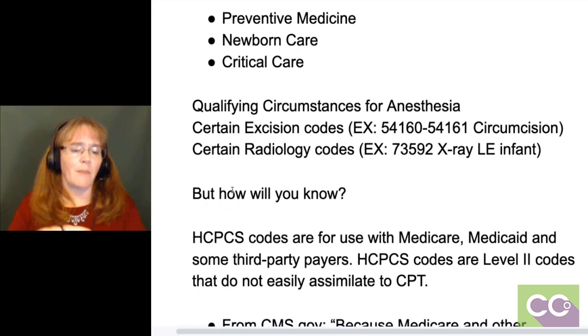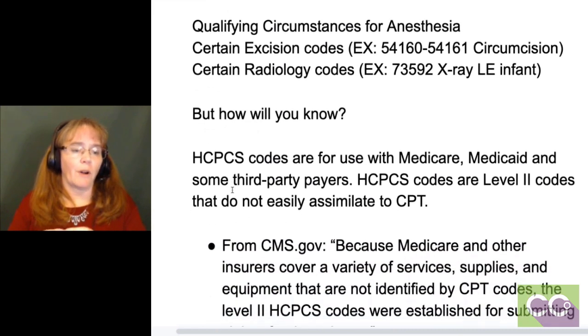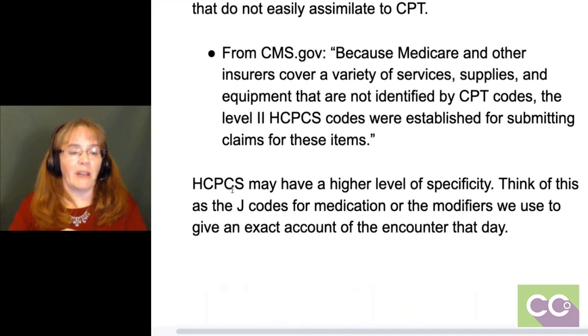They all are codings, but Medicare specifically came out with this guide for codes that don't easily assimilate to CPT. So specifically on Medicare's website, cms.gov, they say because Medicare or other carriers have a variety of services that aren't identified by CPT. They said there's a lot of things out there that aren't in CPT. So they created level 2 HCPCS codes for submitting claims for these items. So if there is a Medicare question and they say a patient with Medicare came in, you might want to double check the codes that are being offered. And if it is a better code description, it's going to be a HCPCS code. It's going to be a G code versus a CPT code.